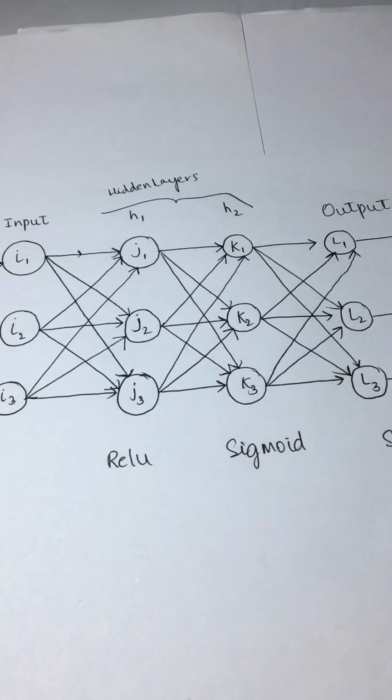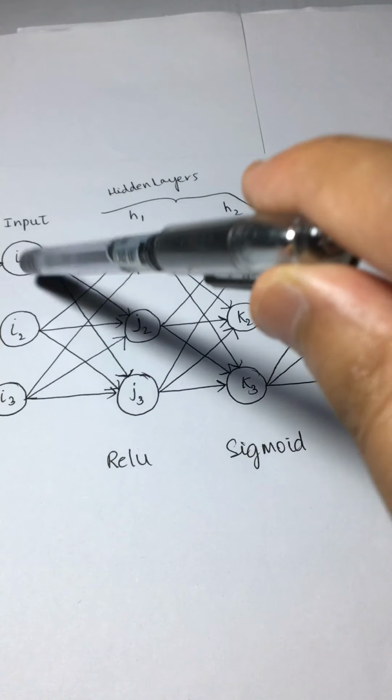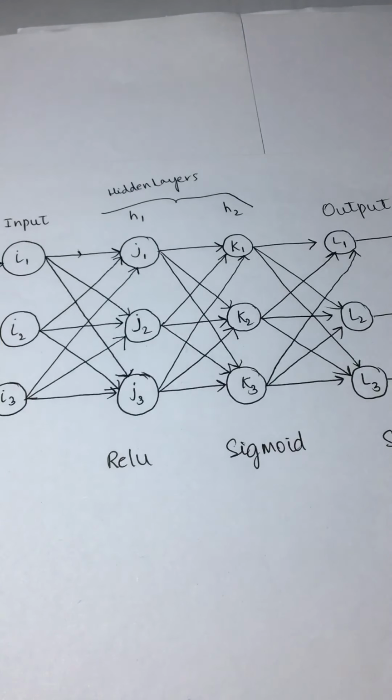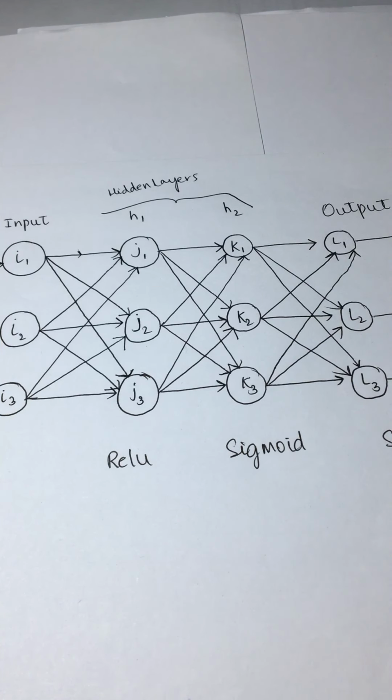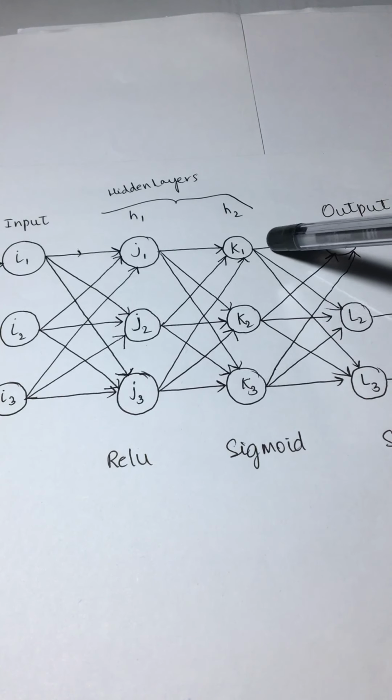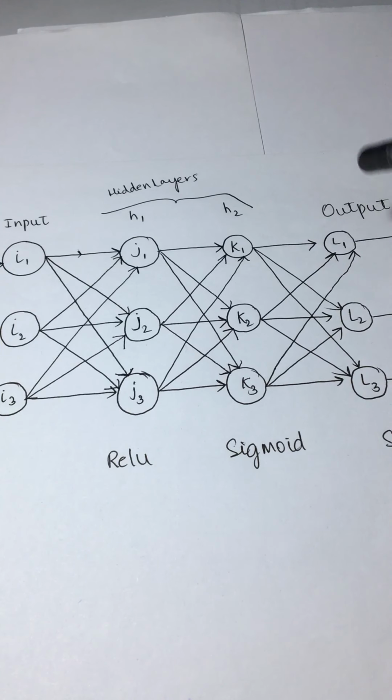Okay, so these are called nodes. Say I1, I2, I3 are your input nodes. Similarly, J1, J2, J3 are the nodes in your hidden layer H1, K1, K2, K3 are nodes in your layer H2, and L1, L2, L3 are nodes in your output layer. These are just notations only, so you can use any type of notation.